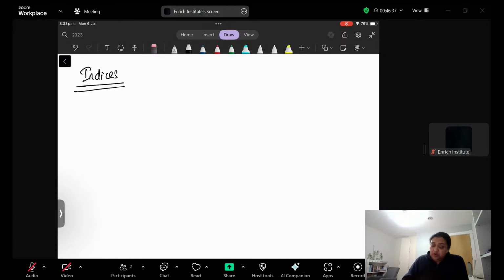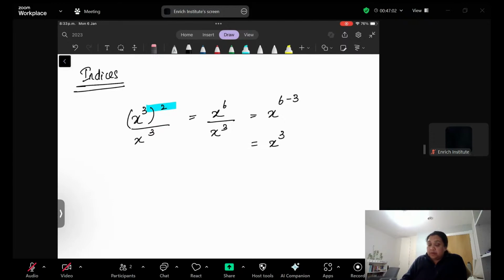So suppose, maybe I'll just show a question. x to the power of 3, to the power of 2, divided by x to the power of 3. What will you do? You will multiply this 3 and 2 first. So that will be x to the power of 6 divided by x to the power of 3. And then for the indices with division, you subtract. So it's x to the power of 6 minus 3, and you will get x to the power of 3.